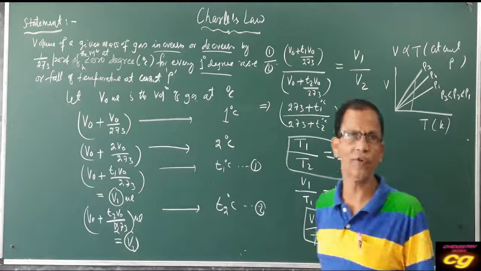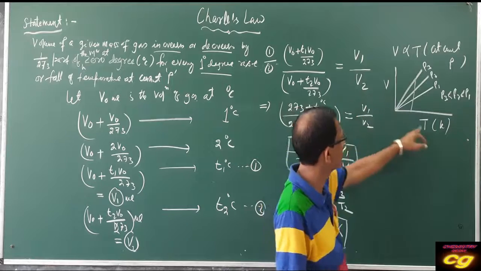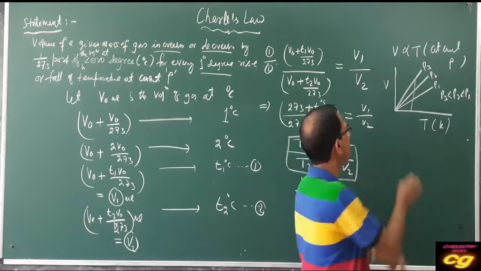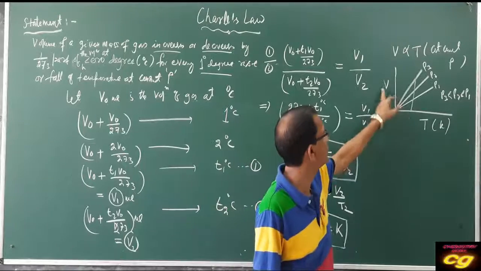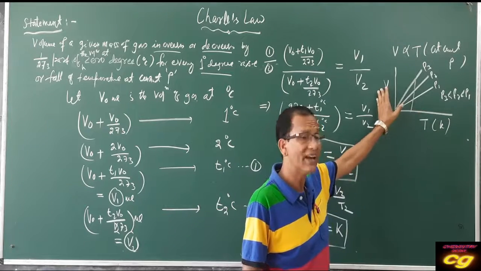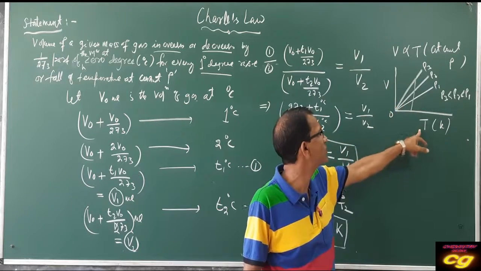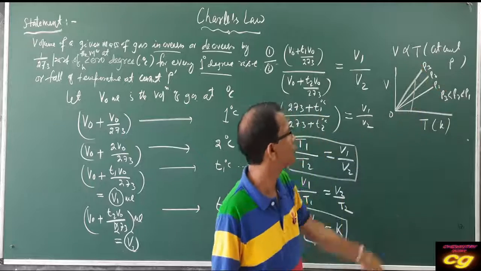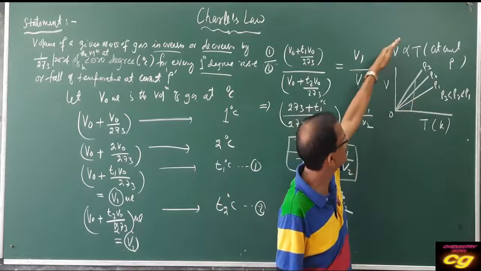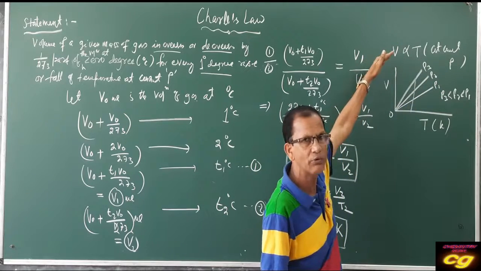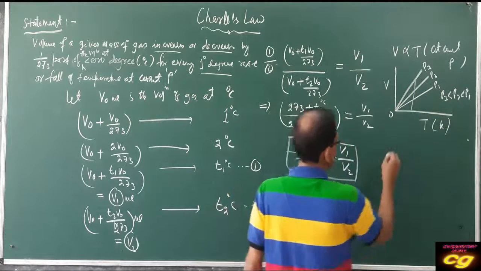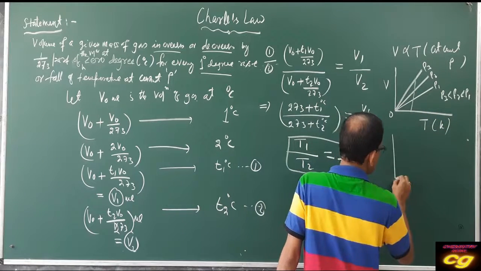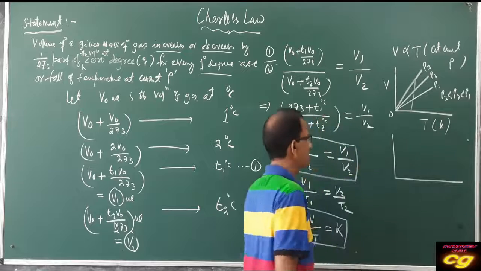This is the first representation: volume versus Kelvin scale for the gas, plotted at different pressures. So when the graph is increasing, the volume is increasing at a particular temperature, which means the pressure is decreasing. This is the first graph. Now the second graph, if you draw it, will be like this.